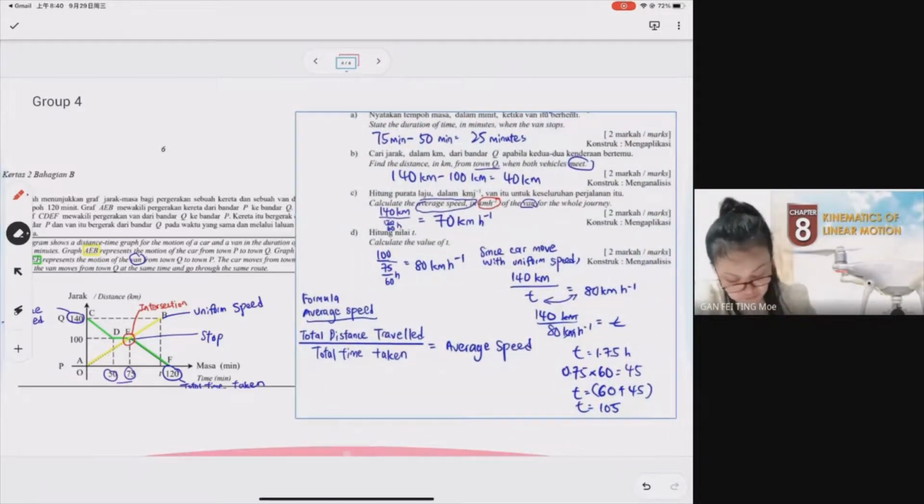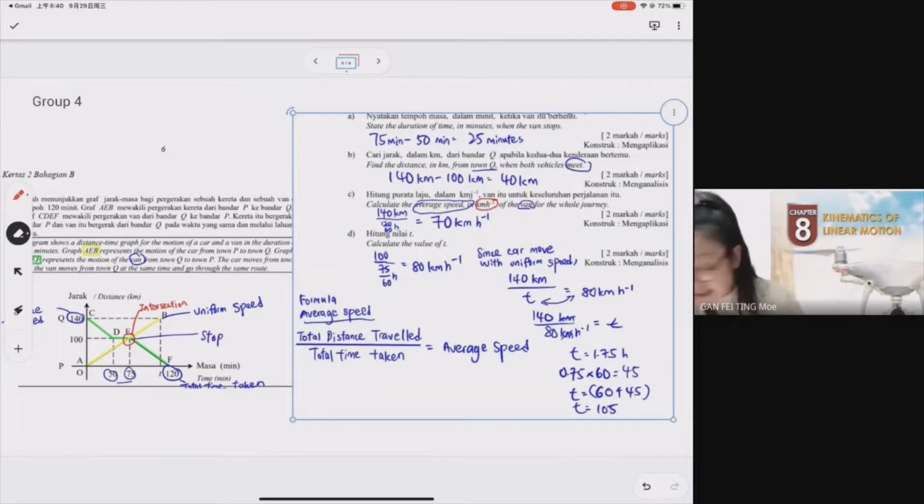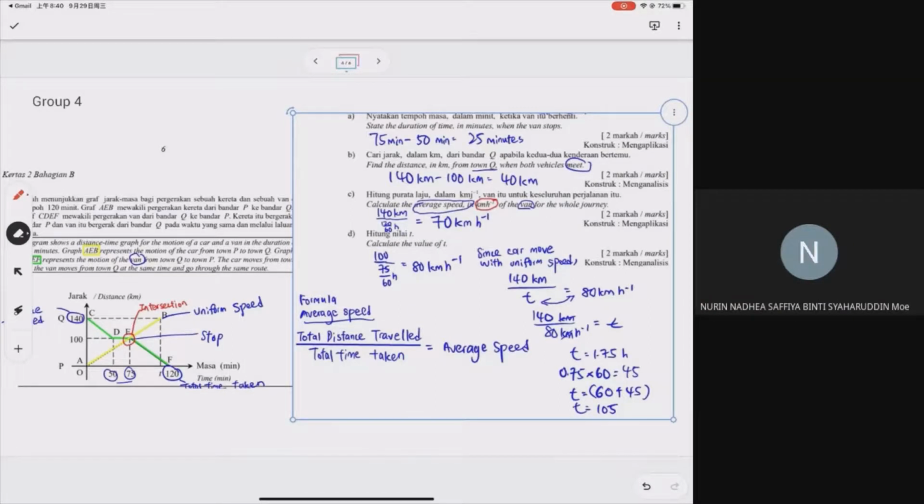Who is taking B? Nurin, okay. For B, find the distance in kilometer from town Q when both vehicles meet. So from the graph, point E is the intersection. From town Q, which is 140 kilometer, minus 100. So the distance when both vehicles meet is 40 kilometer.